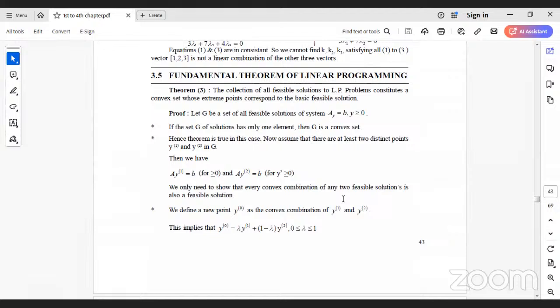In this case, now assume there are at least two distinct points y power 1 and y power 2 in G. Then we have A y power 1 is equal to b, y power 1 greater than or equal to 0, and A y power 2 is equal to b, y power 2 greater than or equal to 0. We only need to show that every convex combination of any two feasible solutions is also a feasible solution. We define a point y power 0 as the convex combination of y power 1 and y power 2. This implies y power 0 is lambda y power 1 plus 1 minus lambda y power 2, with 0 less than lambda less than 1.